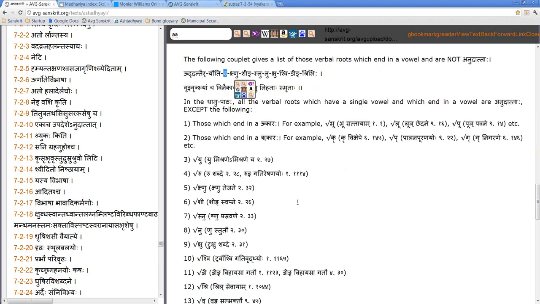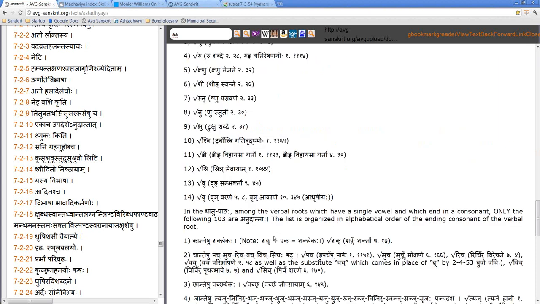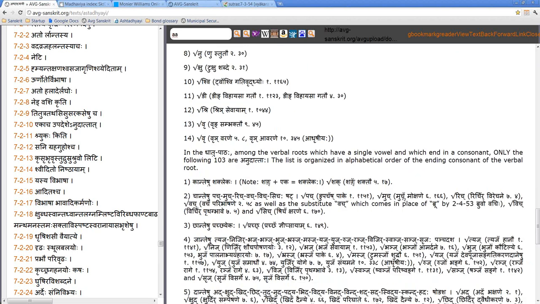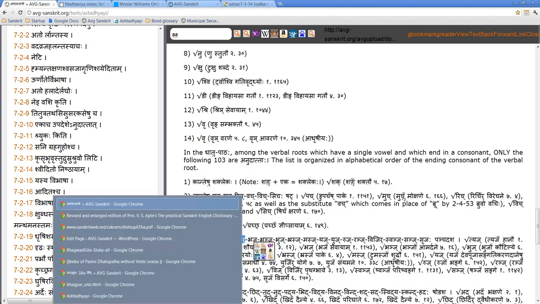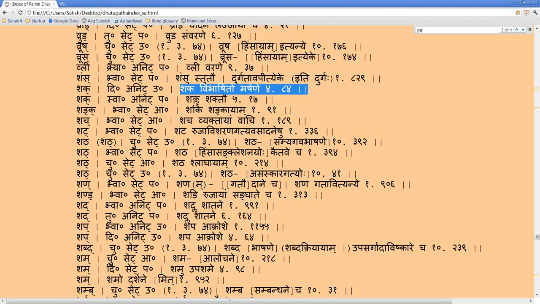But when you say shakl, it includes only dhatu shakl, not any other shak. When you say nijar, it will be only nijar, not any other nij. So if you look at nij, there might be one other nij in there. So if in the list is a specific dhatu with a specific it letter, then only that one comes in the list. If it's a dhatu like ru, without it letter, then all the rus will come in from the dhatu patha.